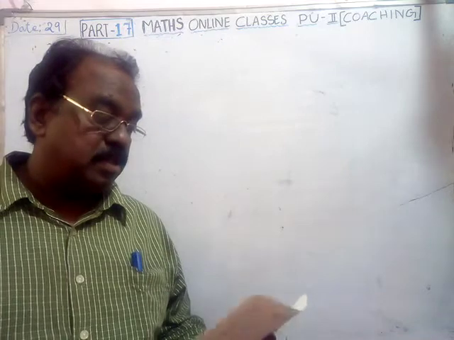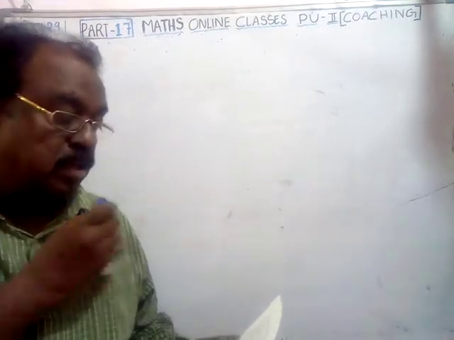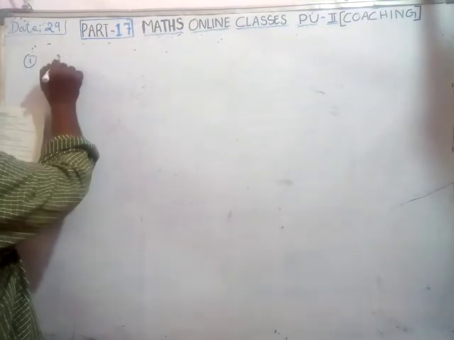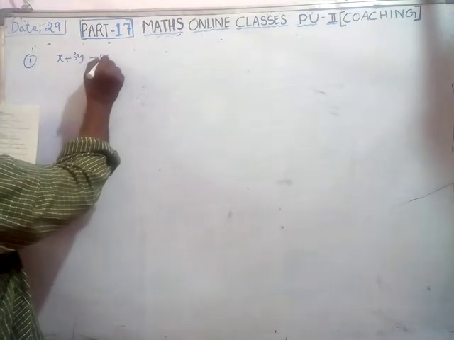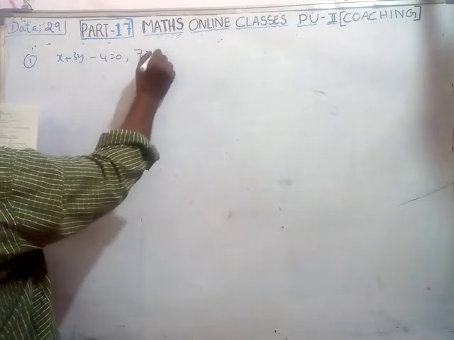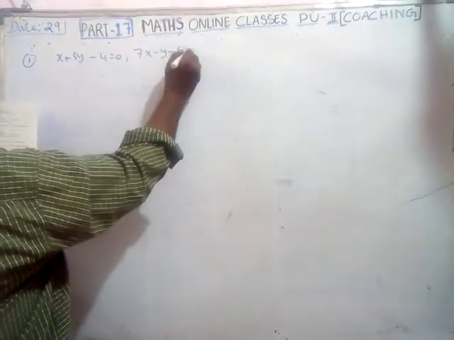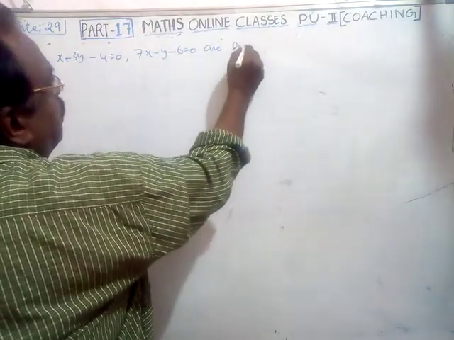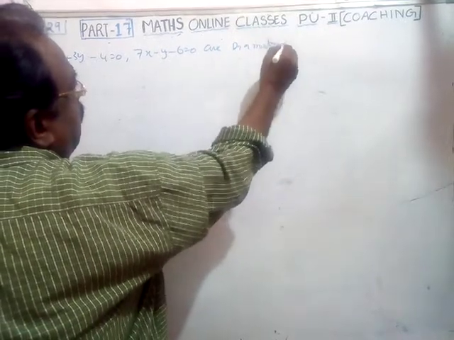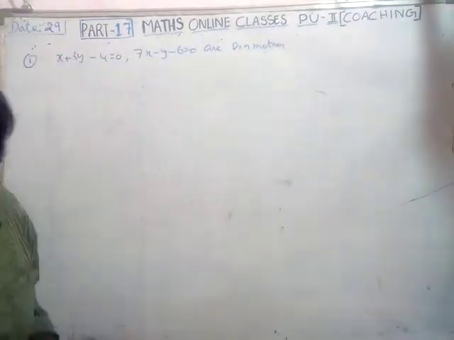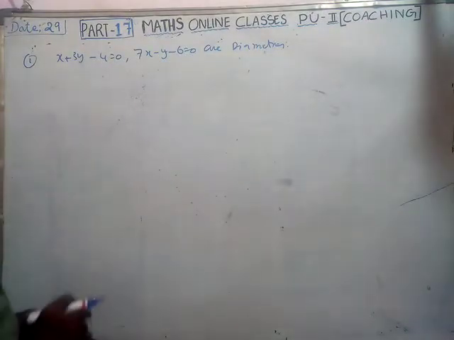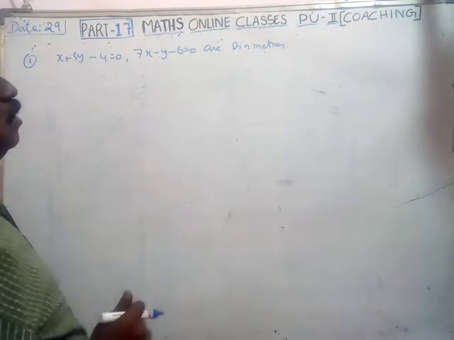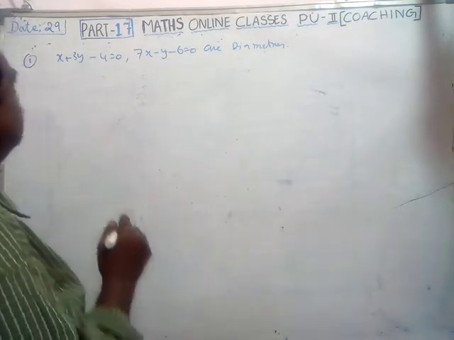A circle has x plus 3y minus 4 is equal to 0 and 7x minus y minus 6 is equal to 0 as diameters. They are the diameters of a circle S. Now observe. I have to find the center. That is the question given.